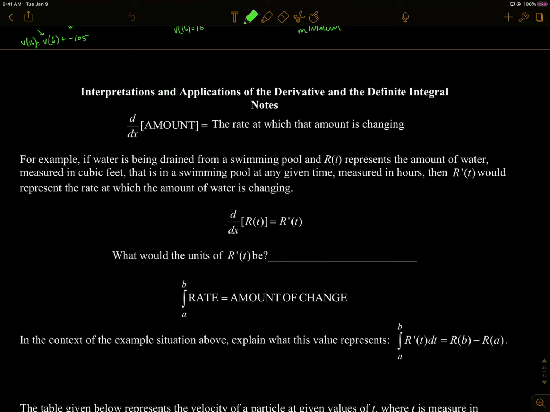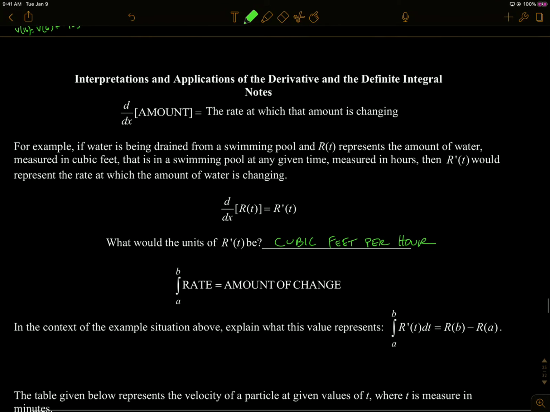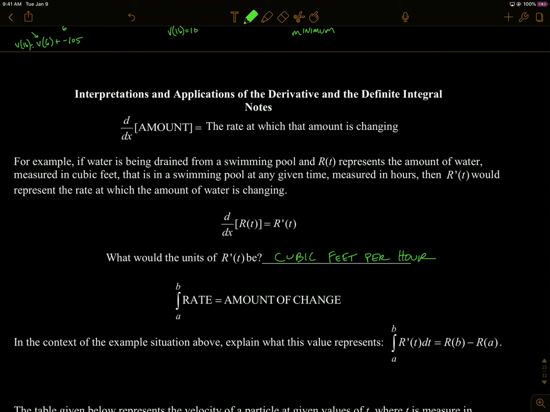So in this case, for example, water is being drained. So you can pause it and read about this water being drained from the swimming pool. Okay, so what would the units of the derivative be? The units would be in cubic feet, right? That's the amount of volume, but then it's a rate, so per hour. So if we took the derivative of that for r prime of t, it would be cubic feet per hour.